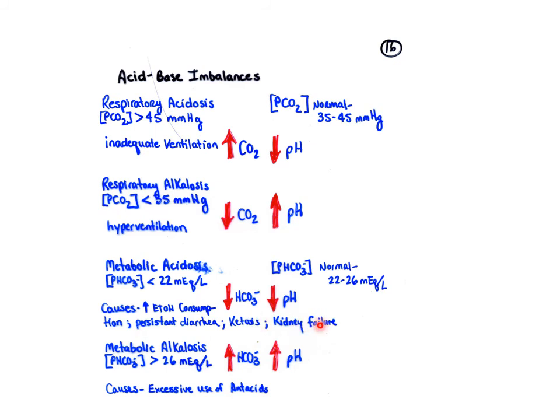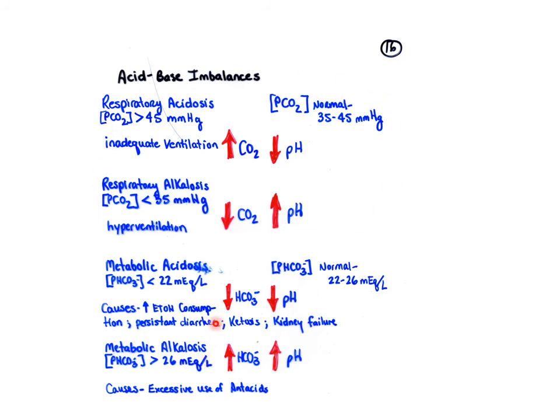All these things can result in metabolic acidosis. Metabolic alkalosis is where you have an increase in bicarb, and that's anything above 26 milliequivalents per liter. Because it's a base, your pH will go up, and excessive use of antacids can cause metabolic alkalosis.